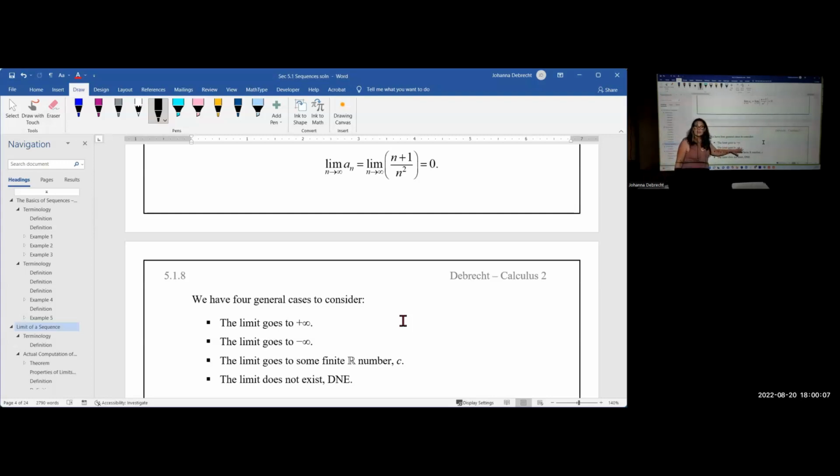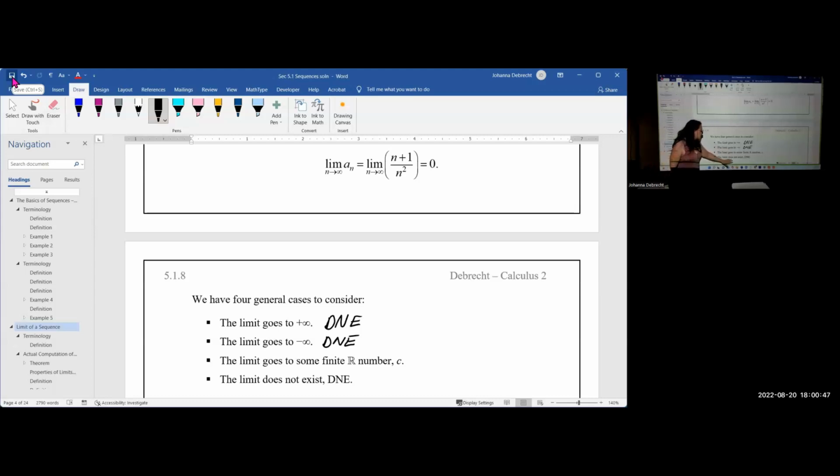So when the limit goes to infinity or negative infinity, by definition, technically, it does not exist. Now, we still write infinity or negative infinity, but infinity and negative infinity are not numbers. They're directions. And so technically, if the limit goes to one of those values, it does not exist. One possibility is that the limit goes to some finite real number, C, 5, it goes to 5, or it goes to 1, or in the case of what we saw up above, it goes to 0. 0 is a finite real number. It's a special number, but it is still a finite real number.